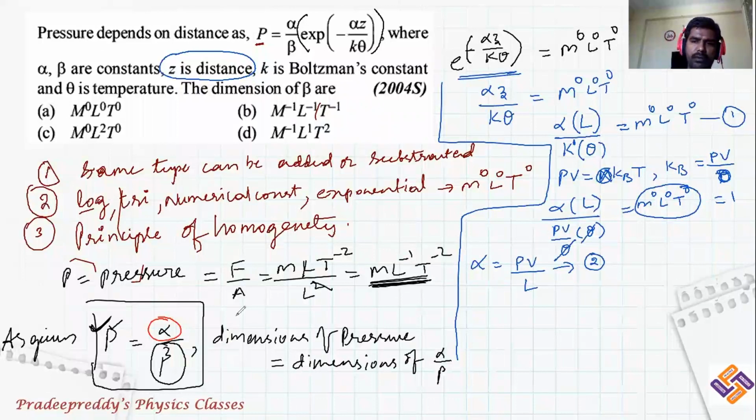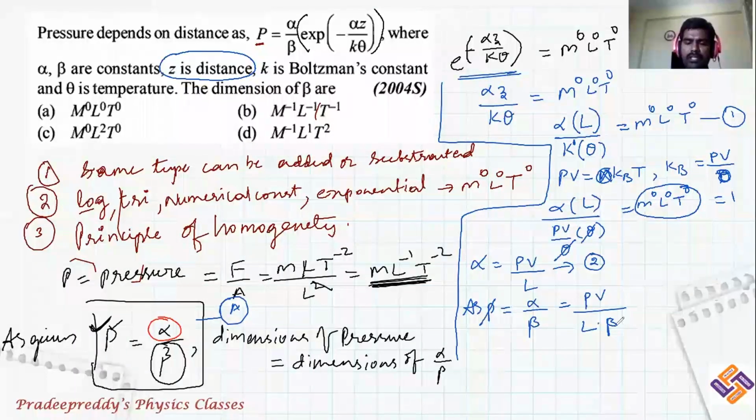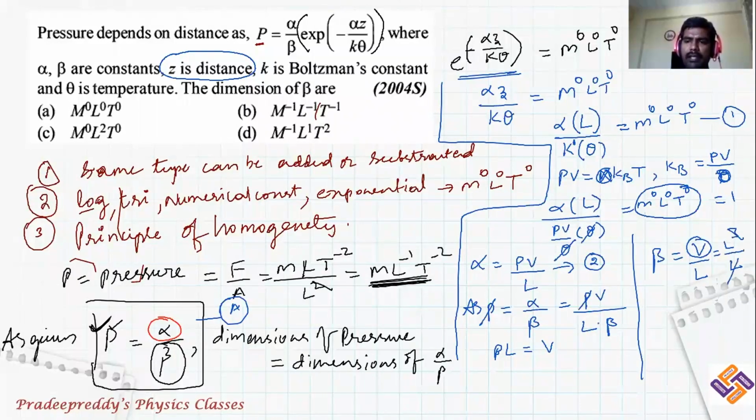Now from this first equation, equation A, take this as P is equal to alpha by beta. But what is alpha? PV divided by L into beta. This P and P get cancelled. What is left over there? Beta into L is equal to V. So what will be the dimensions for beta? Beta is equal to V divided by L. What is V? V is volume. Volume has dimension L cube divided by L. L gets cancelled. Beta has dimensions of L square.